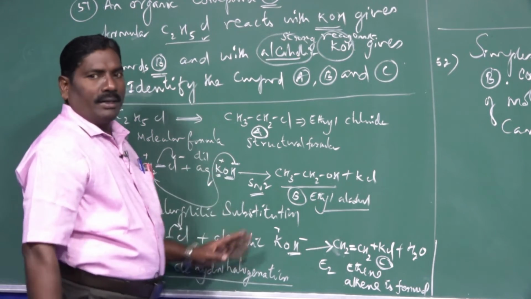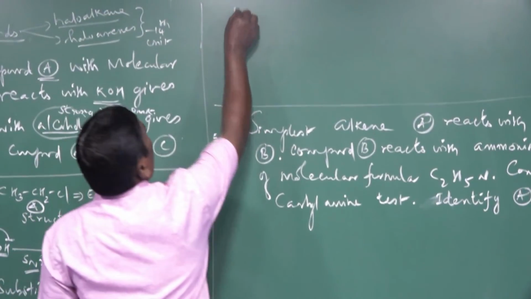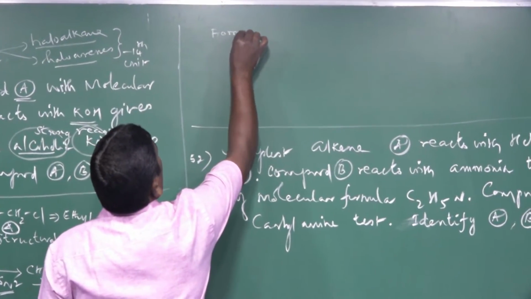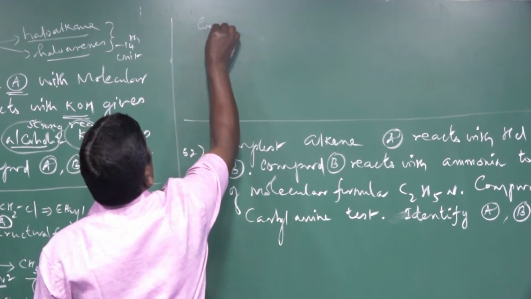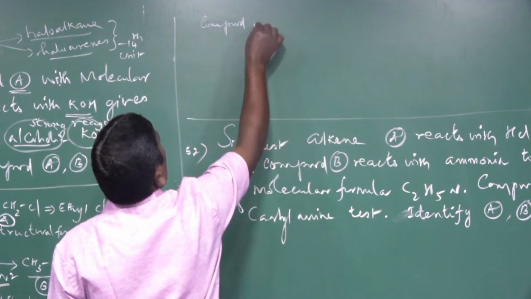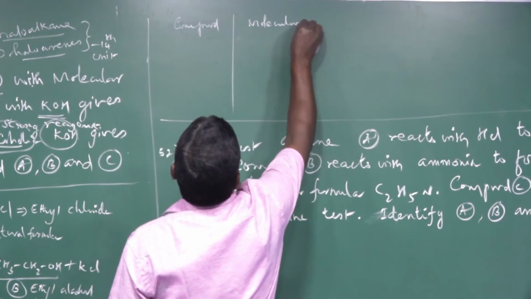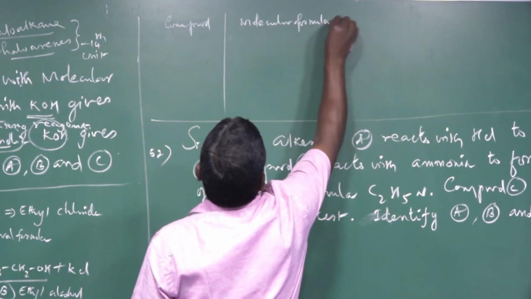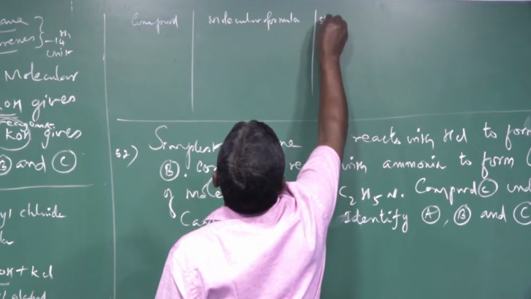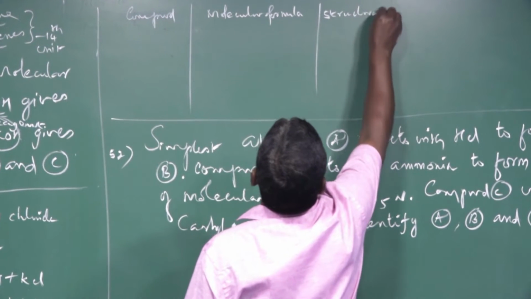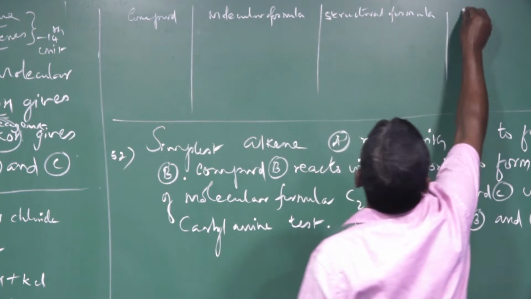You have to consolidate all these equations by using the formulas. You see here, now you write the compounds: the compound, then the molecular formula, then the structural formula, then the name of the compounds.